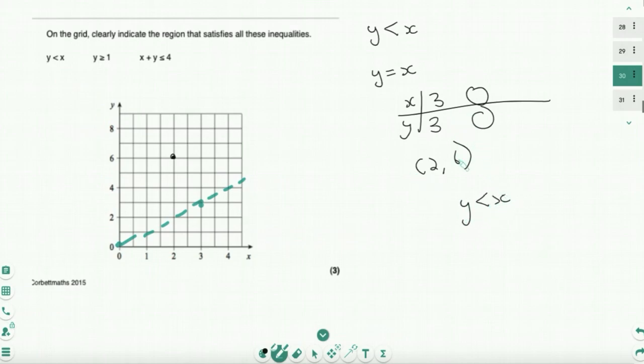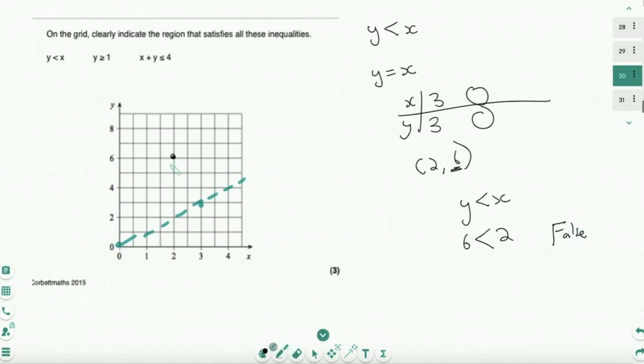So all you're going to do is replace the y with the y coordinate and the x with the x coordinate. Simple as that. So what's y? Y is 6, and x is 2. Then you're going to check, is this a true fact or false fact? Is 6 less than 2? No, 6 is more than 2, so this is a false fact.